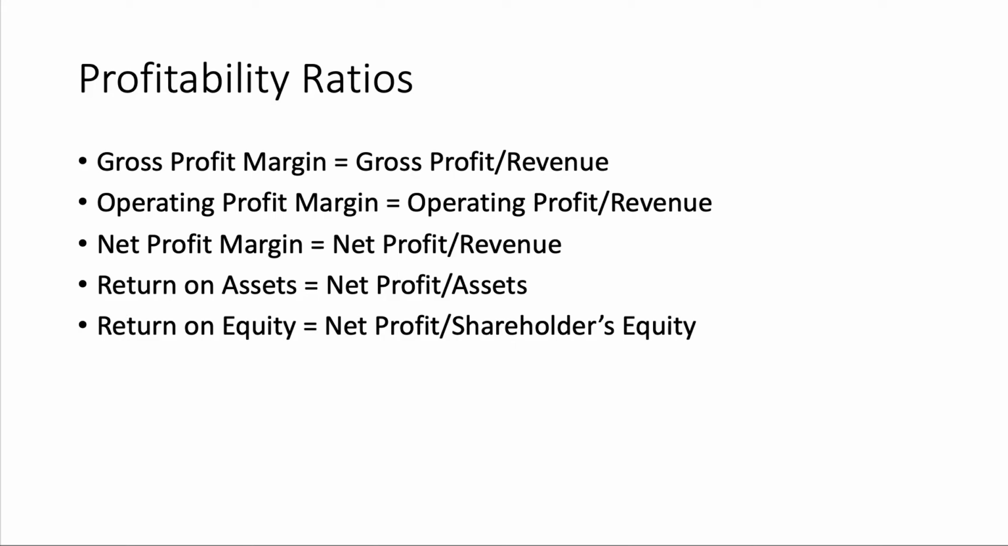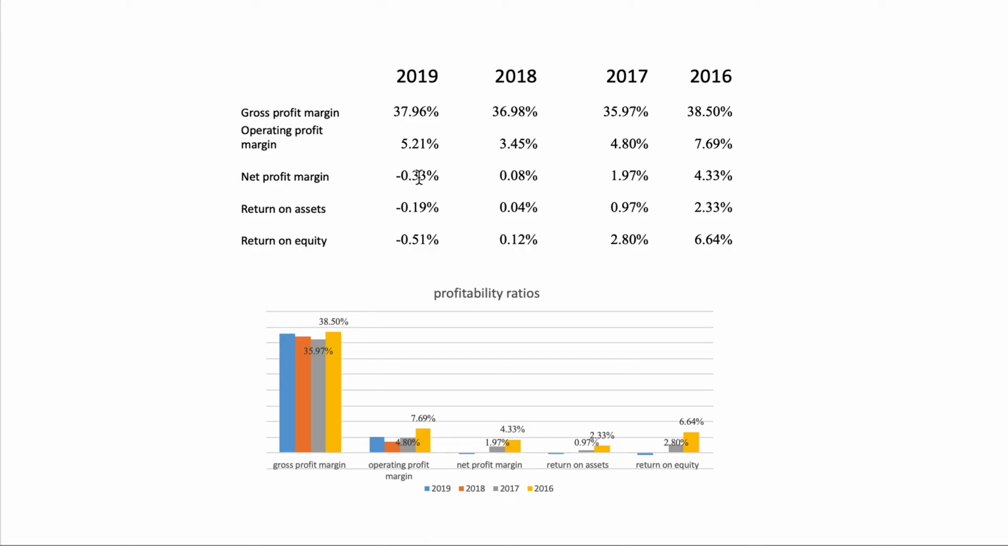And after calculating all the ratios, we can see the results here. These are the years, and this is the name of the ratio, and this is every ratio for every year. So gross profit margin. We can see here that 2016 was the highest, 38.50%, and then it decreased a little in 2017 to 35.97%. Then it increased a little in 2019, but 2016 is still the highest gross profit margin.